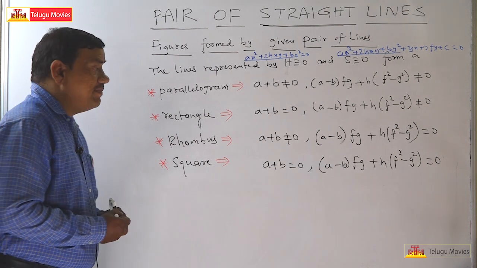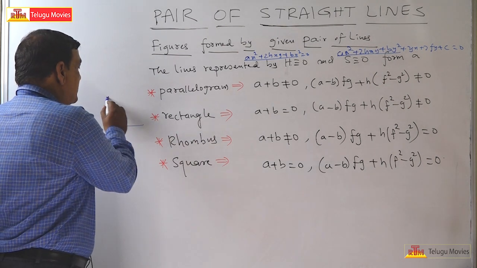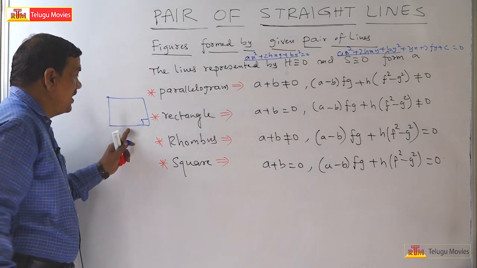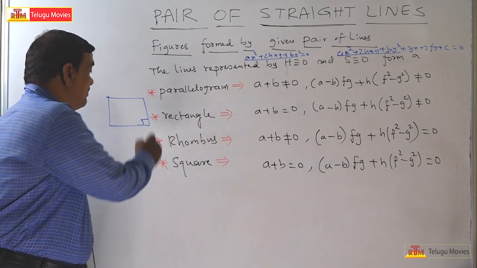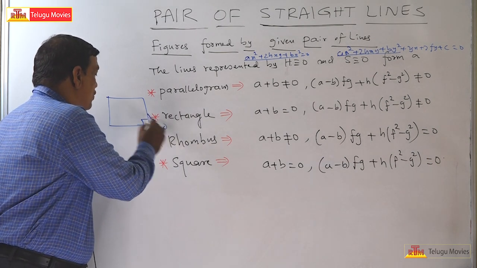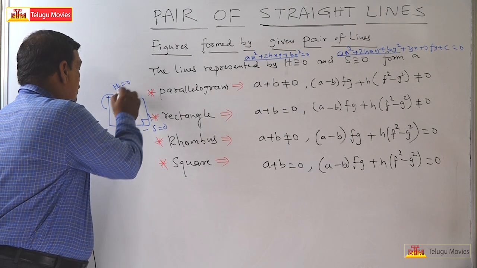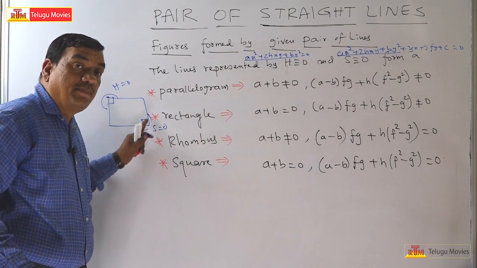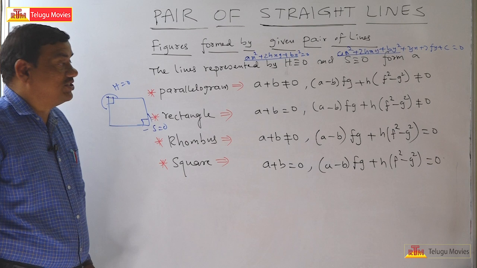Rectangle. Rectangle means what here? See here, adjacent sides are perpendicular. That means if these two represent SC equal to 0, and if these two represent HG equal to 0, so if these two lines are perpendicular, the condition is A plus B is equal to 0.